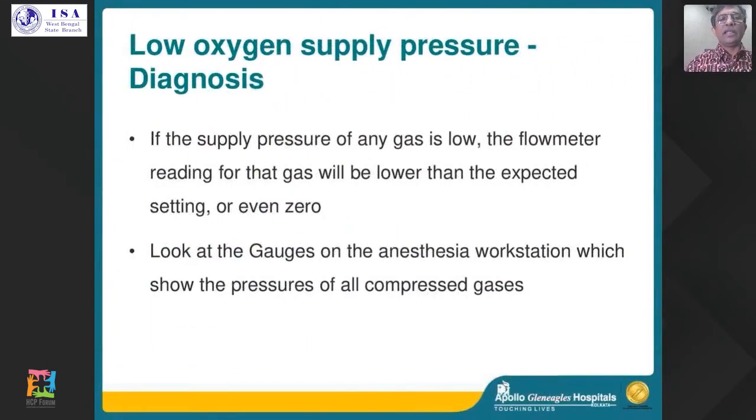For the diagnosis, you immediately look at the flow meter readings for the gases and find out what the flow meter reading for oxygen is. Are the oxygen pressures low? Look at the gauges, both for the pipelines as well as for the cylinders, and figure out whether the oxygen supply pressure is actually low and why it is alarming.